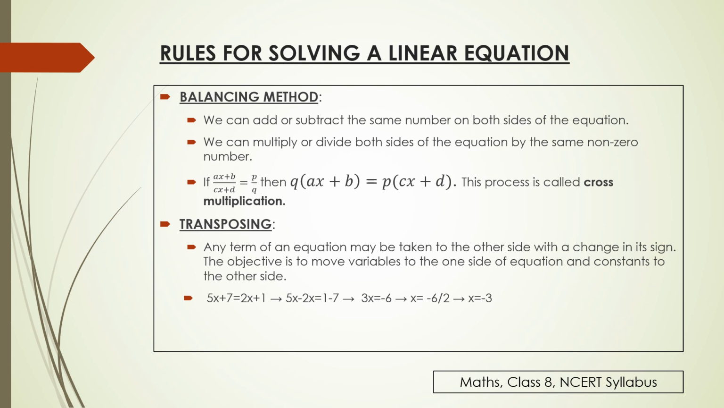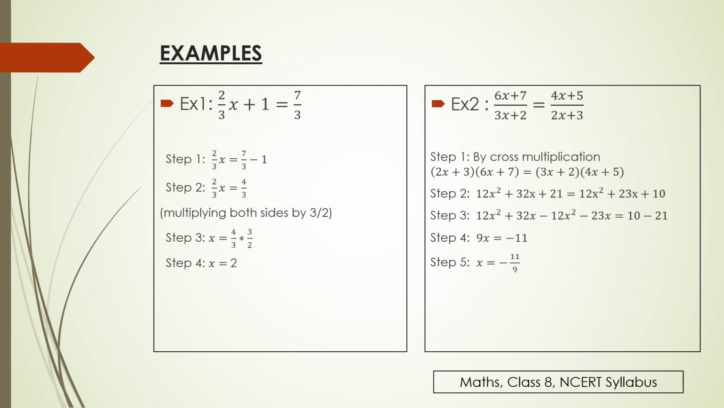Let's understand this via more examples. Let's look at example 1. In step 1, we have transposed the variable to one side and the constant to the other side. In step 2, we have solved the RHS by taking the LCM. In step 3, we have balanced the equation by multiplying both the sides by 3 by 2, which gives us the solution as x equal to 2.